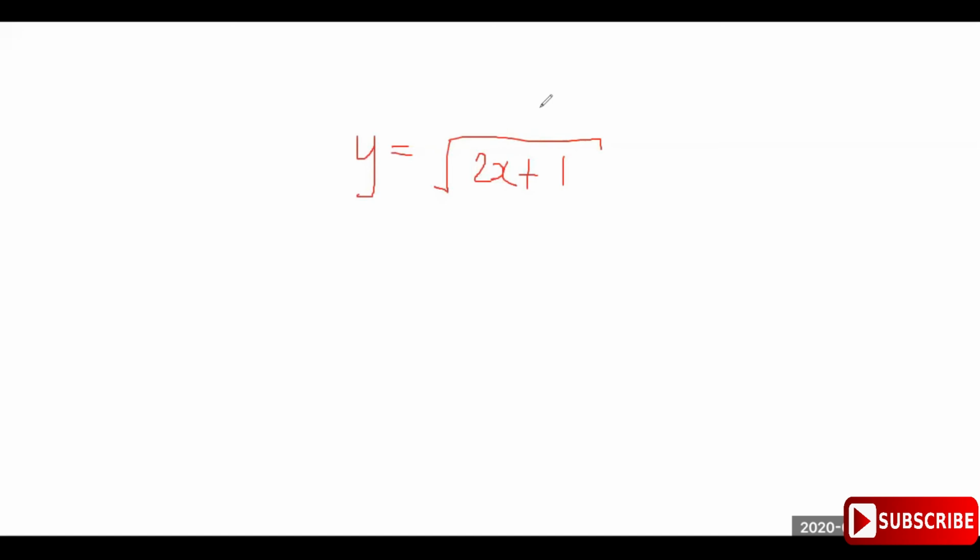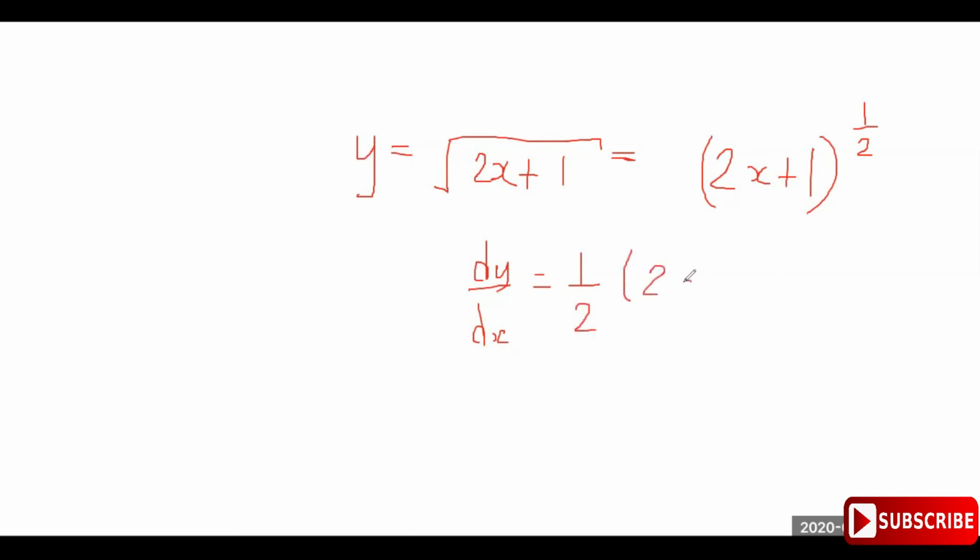So we have y is equal to the square root of 2x plus 1. This can be written as 2x plus 1 to the half power. Now we get dy by dx. Bring down the half, rewrite back 2x plus 1, then multiply by the half. Write back the half times 2x plus 1.